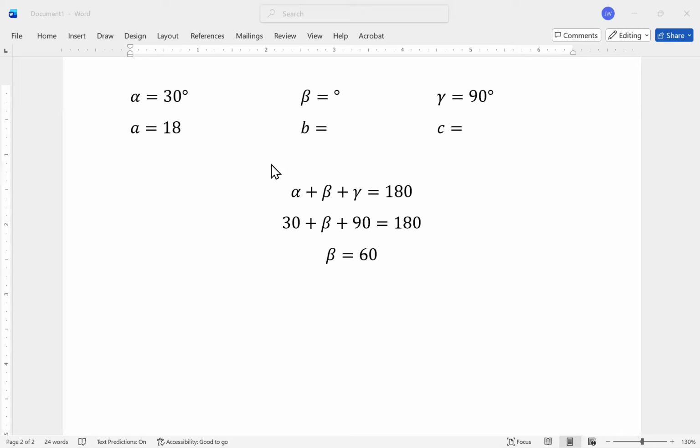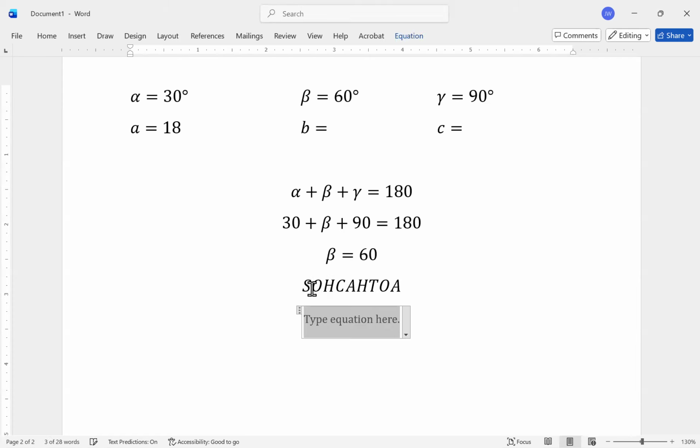Now, I want to point out that this was not our only option of how to solve this triangle. Since this triangle was a right triangle, we actually could have used the same fact about finding beta, the fact that the angles add up to 180 degrees, we'd get beta is equal to 60 degrees. And then we could have actually utilized the mnemonic SOHCAHTOA on this one.